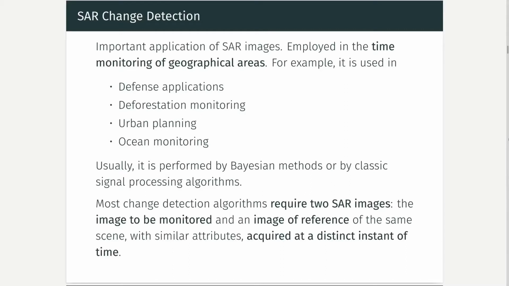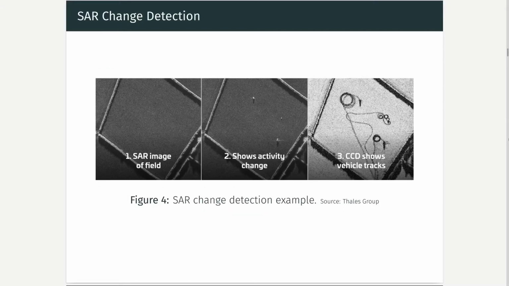And most change detection algorithms require two SAR images. One is the reference image and the other is the monitored image. The monitored image is the image of interest in which we want to analyze and discover whether there are any changes present in comparison with the reference image. Here's an example of a SAR change detection. The difference image is the last one.